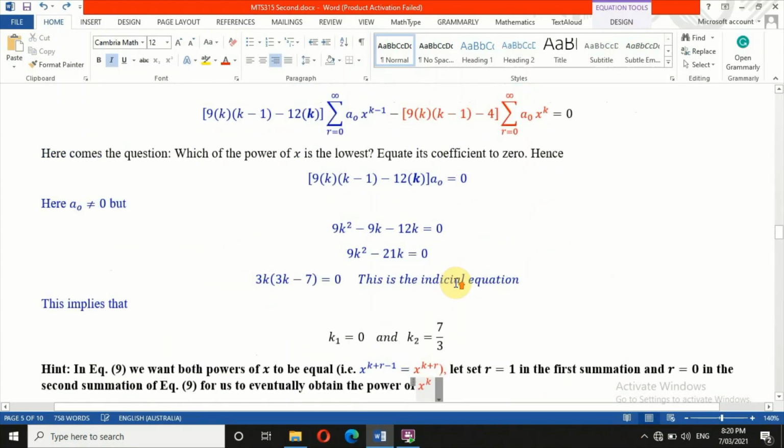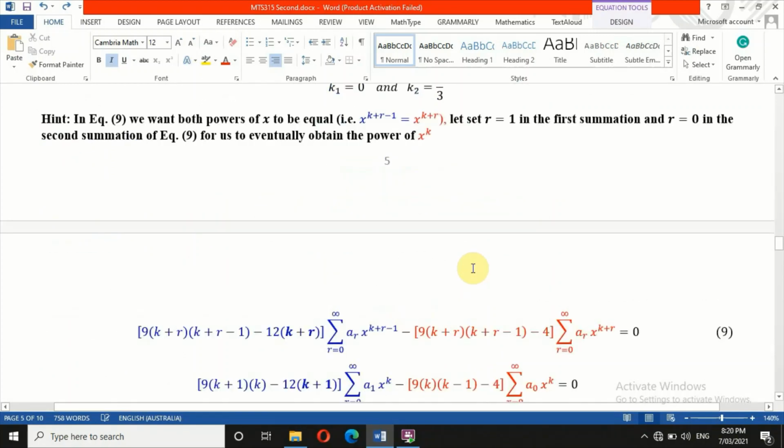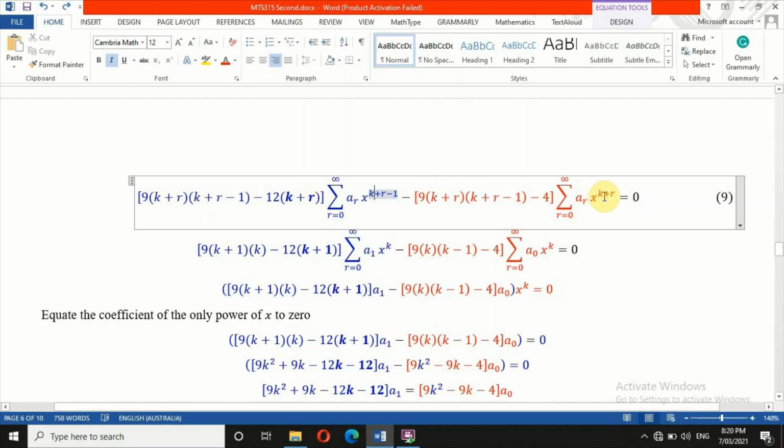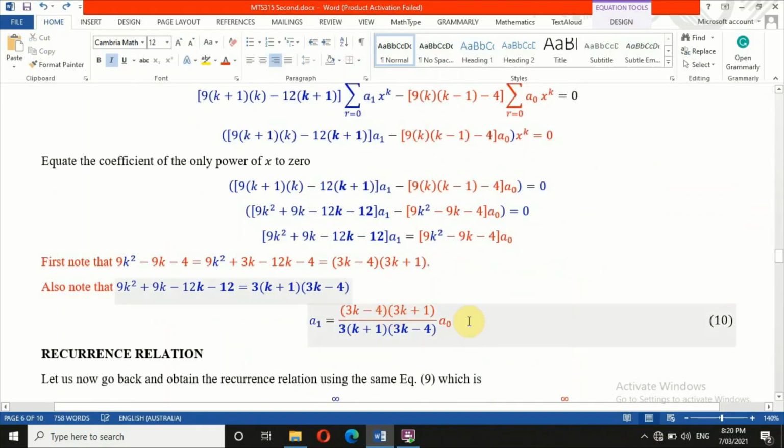What I'm trying to do here is this. From equation 9, I want the power of this one to be equal to the power of this one. What do I need? In this term here, I set my r equals to 1. In this term here, I set my r equals to 0. So the summation will vanish. Then I have a1, I have a naught. Then from here, I can get the first expression.